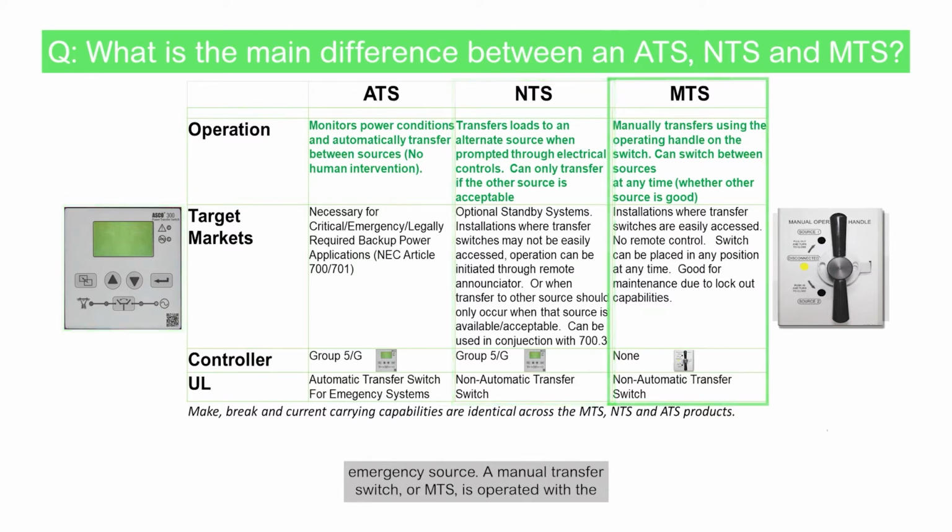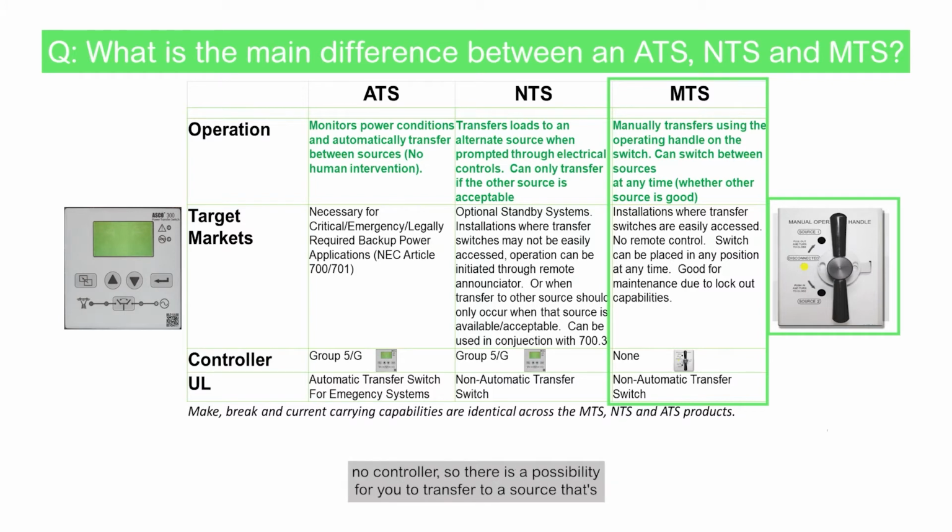A manual transfer switch, or MTS, is operated with a handle. There's no controller. Most of our manual transfer switches are 3-position with an off, where there is an off position in between switching from your source 1 to your source 2. It works like a delayed transition switch, where there's actually a break between sources before you reach the second source. A manual transfer switch is operated through the handle.